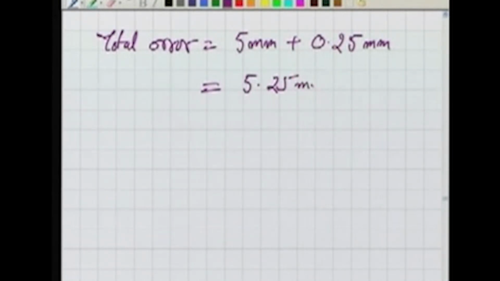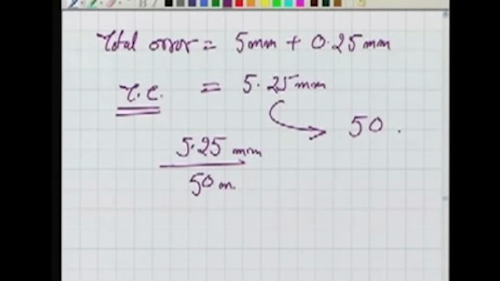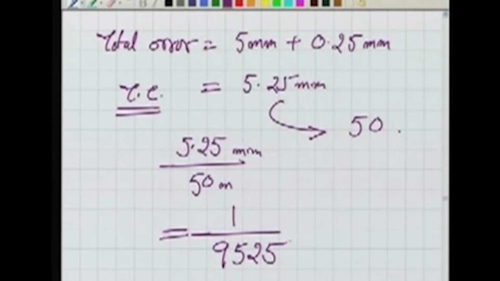5.25 mm is the total error. Okay. Now we convert it to the relative error, because the distance which we are measuring is 50 meter and this is the error in 50 meter. So relative error is 5.25 millimeter divided by 50 meter. If you compute this value, it comes out to be approximately 1/9525. Okay, this is important. This is the relative error.